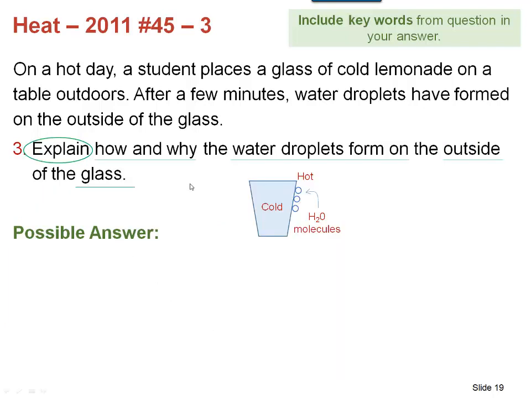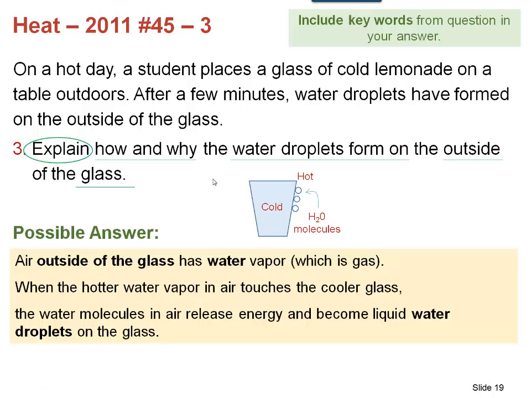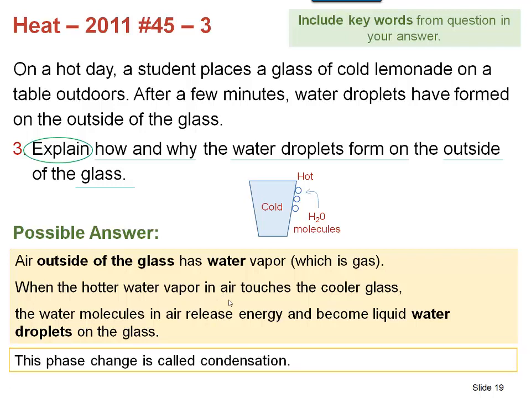Explain how and why the water droplets form on the outside of the glass. So the air outside of the glass has water in it, which is called water vapor, and that's a gas. When the hotter water vapor in the air touches the cooler glass, the water molecules in the air release energy and become liquid water droplets on the glass. This phase change is called condensation. So when something is hot and condenses, it releases energy.